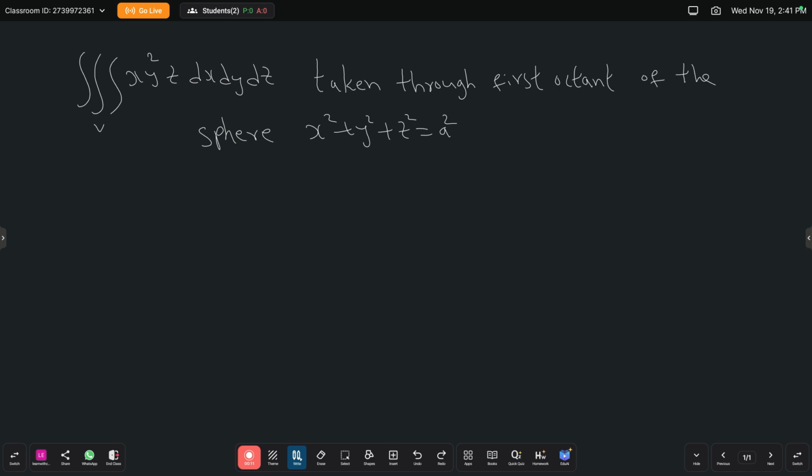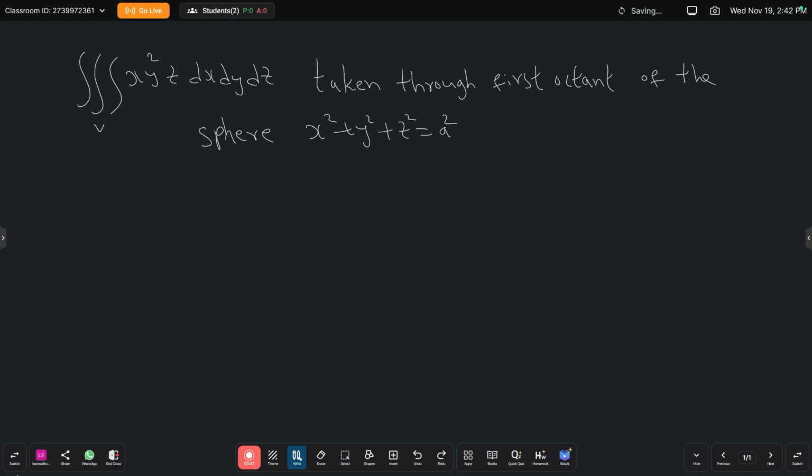Good afternoon, everyone. Let us discuss some more problems on volume integrals. Evaluate the triple integral over V of x y square z dx dy dz taken through the first octant of the sphere x square plus y square plus z square is equal to a square. So here we have to find this volume integral of x y square z dx dy dz.